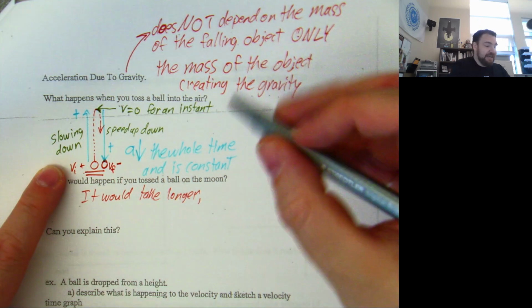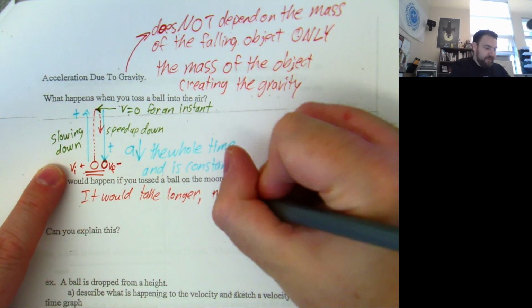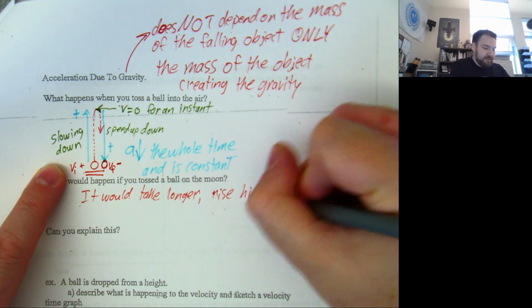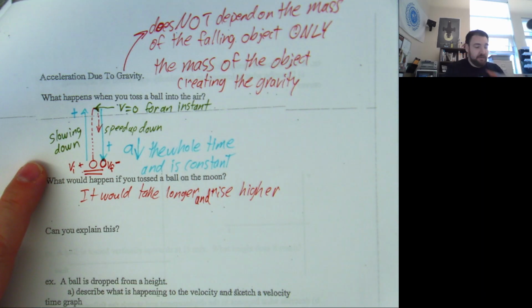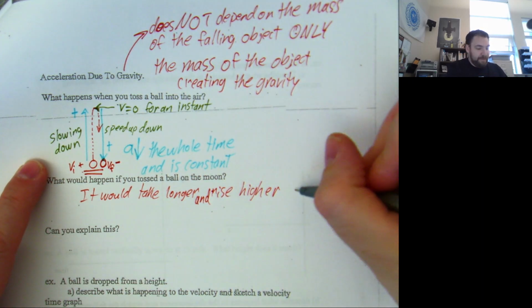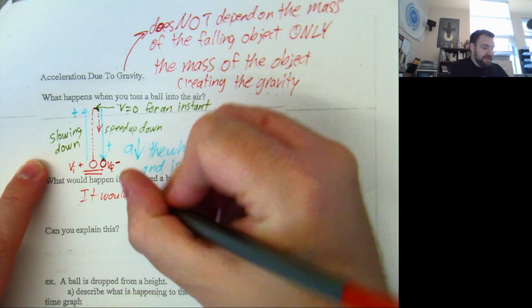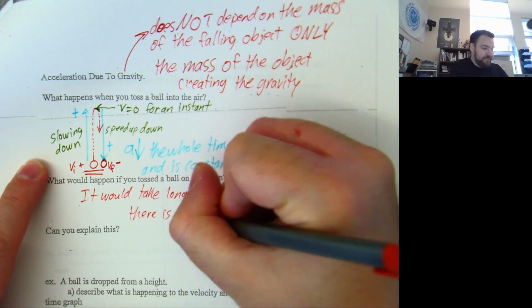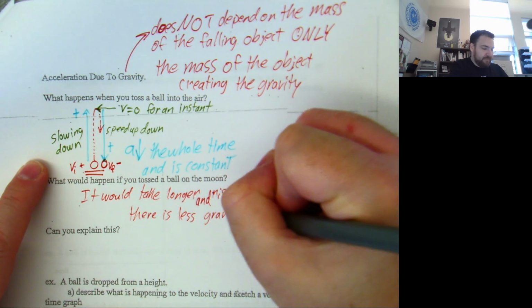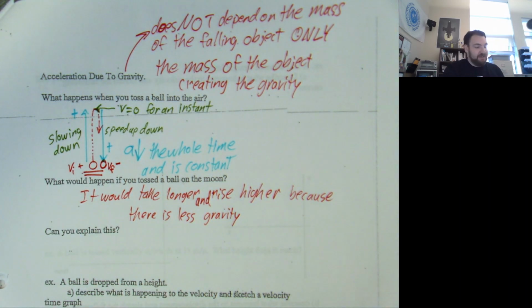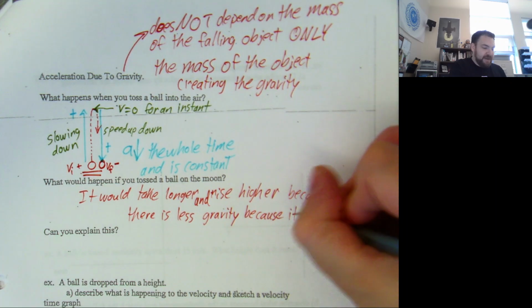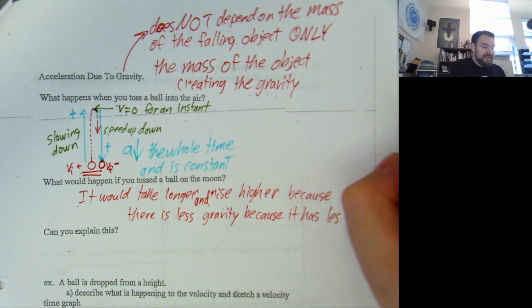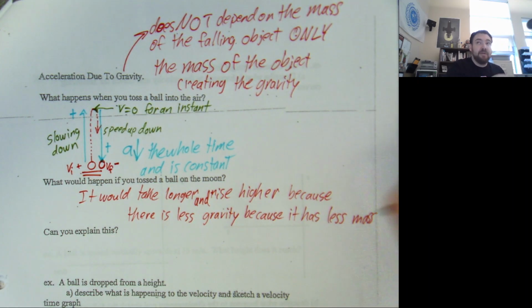It would rise higher. It would take longer. Rise higher should be a word in here. Those are the only two things. It would take longer and rise higher. Because there's less gravity, and we'll get into those values in a little bit. Because this is the explaining: it has less mass. The moon is less massive than the Earth.